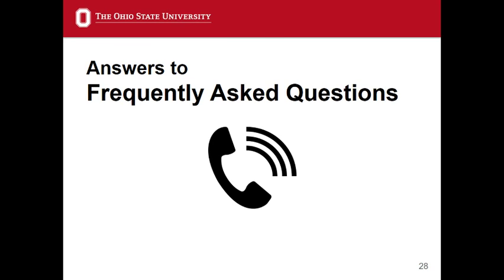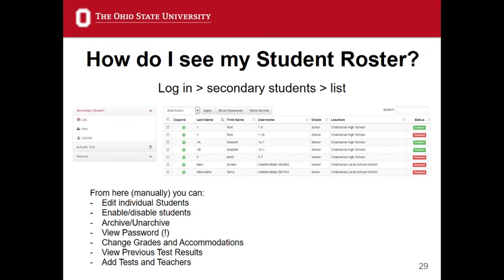Here are some frequently asked questions. So how do I see my student roster? When you log in, it's going to give you a drop-down box here. You're going to go to your secondary students. You can pull up your list of students.